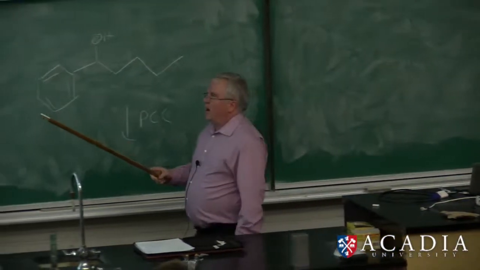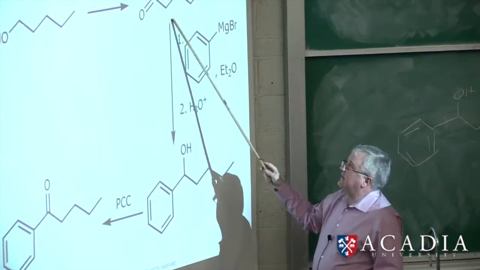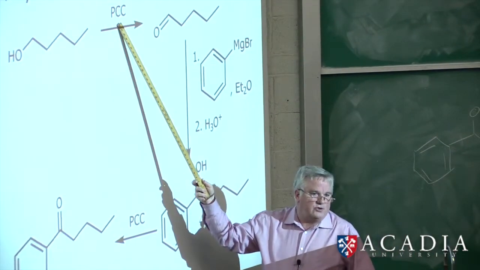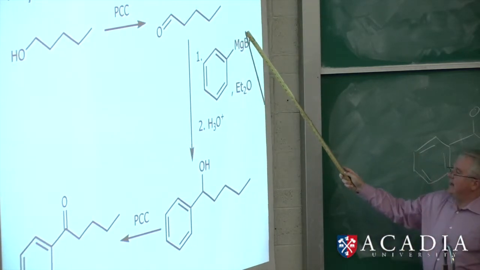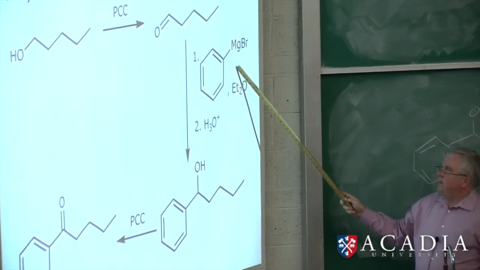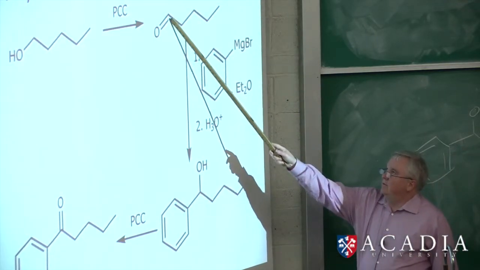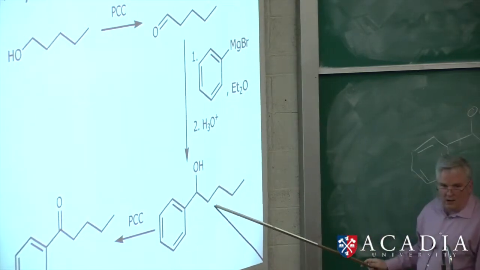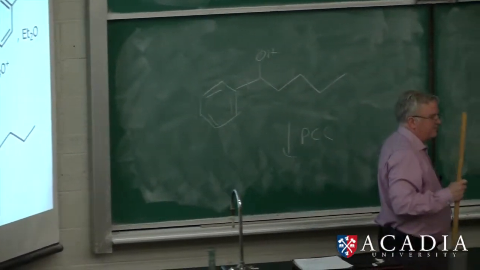We take our alcohol. We oxidize our alcohol to get the aldehyde. We have to use PCC because we can't use Jones reagent, because that would go all the way to the carboxylic acid. We then take our phenylmagnesium bromide and we react it with the carbonyl carbon, work it up in acid, and we get this alcohol, which we then finally oxidize to get to our final product.